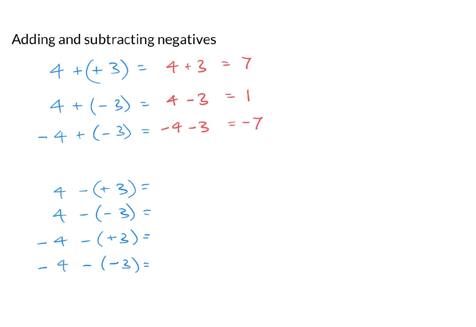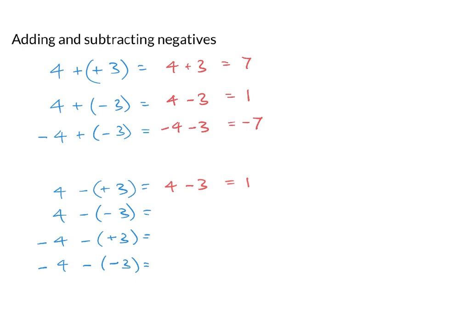Now moving on to the subtractions. We have 4 take away positive 3. Taking away a positive is exactly the same as just taking away. So this sum here is just 4 subtract 3. 4 subtract 3 is equal to 1. So similar to one of the ones above, adding a negative is the same as taking away. Taking away a positive is the same as taking away.